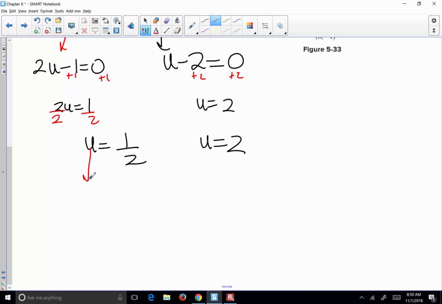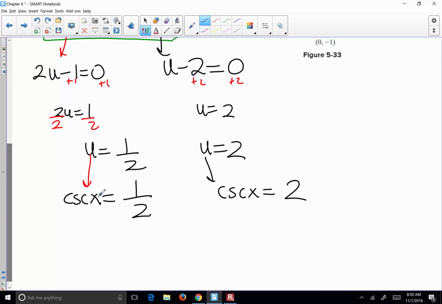What was u? You made it up, right? U was a replacement symbol for what? Put it back now. What was it? Cosecant. So put cosecant back in place. Right here as well. Okay? Now, do you guys know what angle under cosecant makes it 1 over 2?